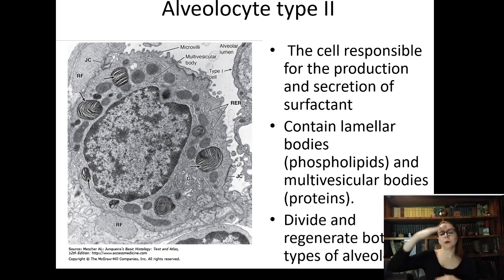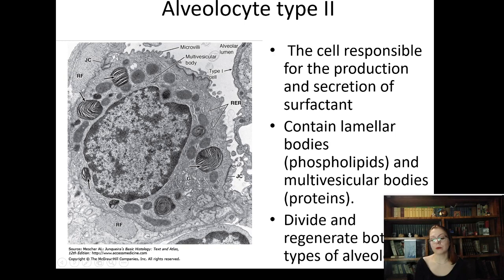And there are many layers of phospholipids inside those lamellar bodies. Lamella means like a plate, and those layers of phospholipids representing the upper phase of the surfactant are the nature of those lines. That's why they were called lamellar. Okay, and multivesicular bodies contain components of proteins, which are the hypophase of the surfactant.